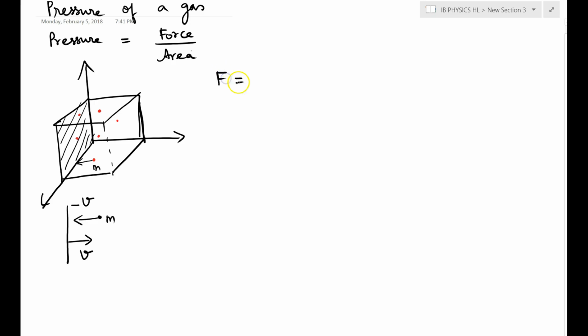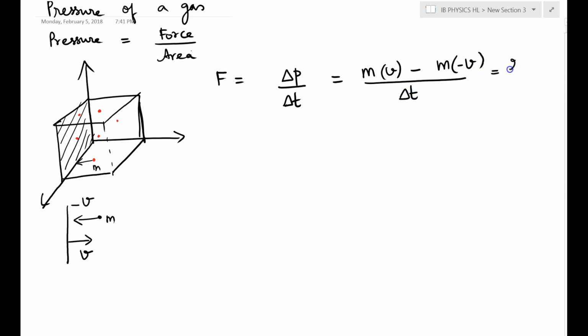From Newton's second law, we know that force is equal to rate of change of momentum. So the force exerted on the molecule is equal to the rate of change of momentum of the molecule. So therefore it is nothing but mv minus m times negative v, divided by delta t. And simplifying this, we know that it is going to be 2mv divided by delta t.